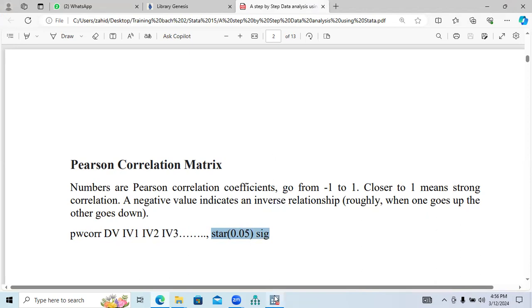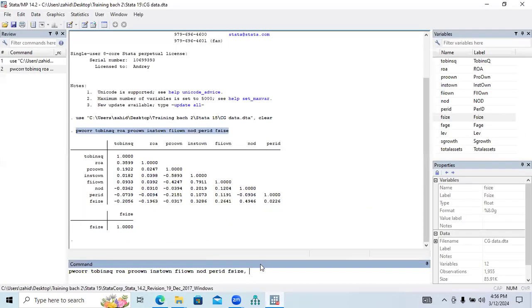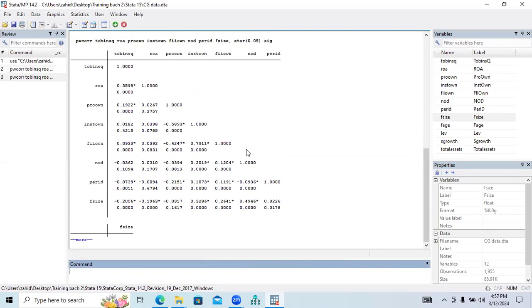This is basically the command which we use for getting the significance value in our correlation table. So put a comma after your last variable, write star within the brackets 0.05, which is the criterion for getting the significance value of the correlation coefficient, and click enter. And now you can see the correlation value along with the significance value.